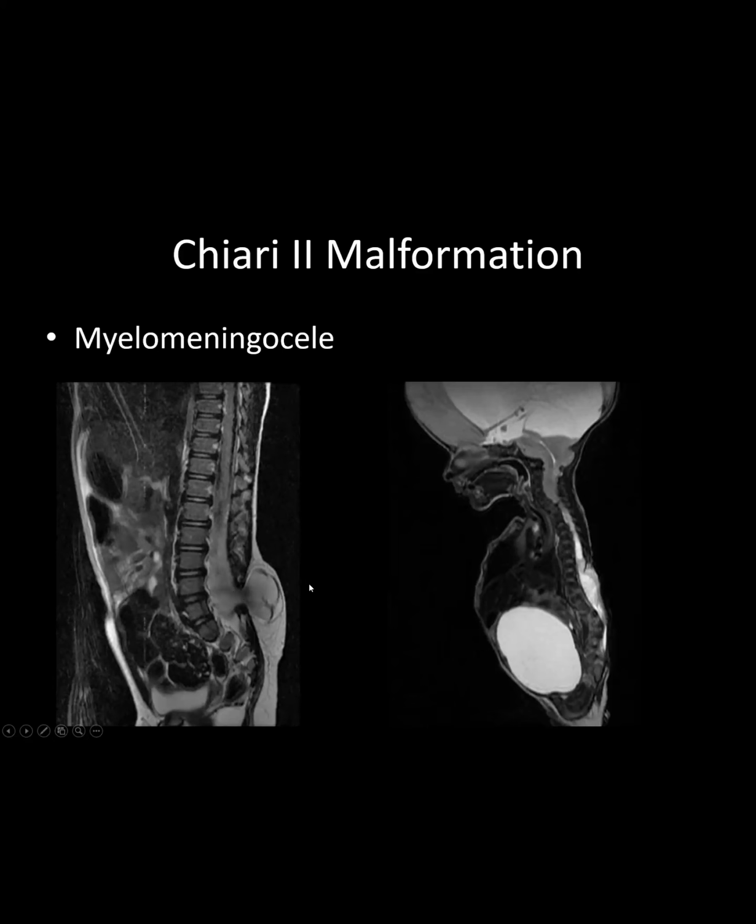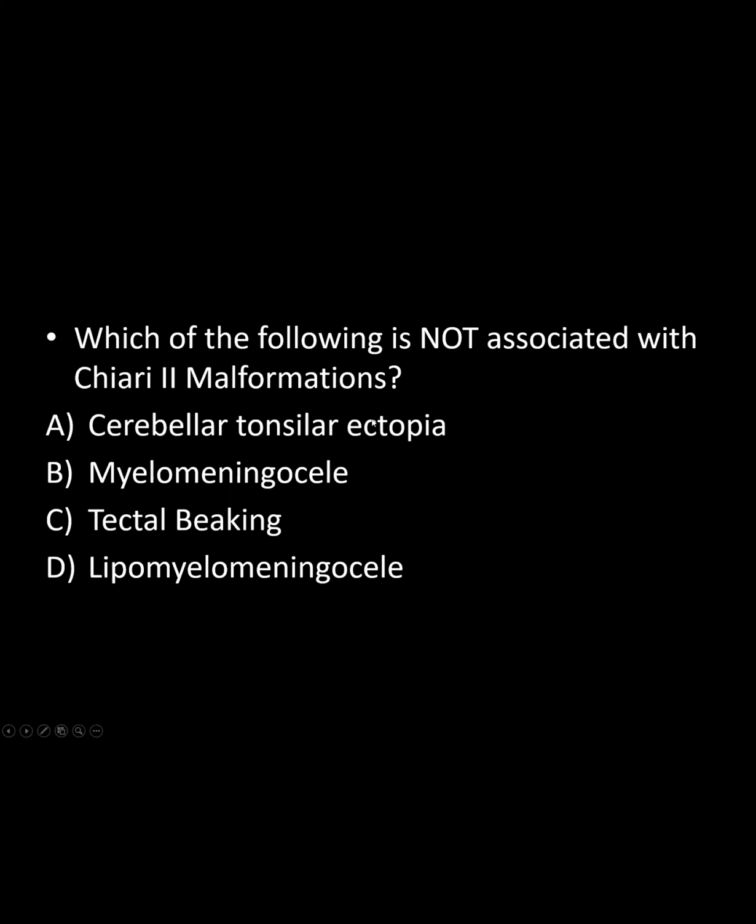And there's like massive hydrocephalus. So just know that myelomeningoceles are something you see in virtually 100% of Chiari 2 malformations. All right. So which of the following is not associated with Chiari 2 malformations? So you definitely have tonsil ectopia, you definitely have a myelomeningocele, and they definitely get tectal beaking from fusion of the colliculi. So the best answer here is actually going to be lipomyelomeningocele.